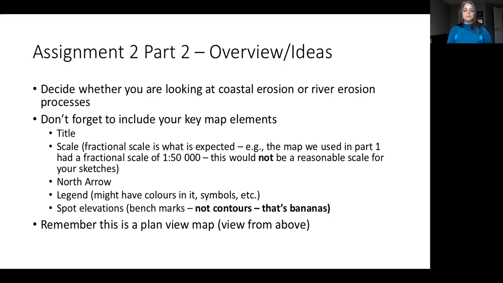Then you also need to include spot elevations. Maybe it might not be appropriate for all of your maps, but for most maps I think it'd be appropriate. That's like a benchmark, and we saw that in part one when we were trying to find the elevation for City Hall. We found that 315 benchmark. A benchmark is something that wouldn't be part of a contour line, so it doesn't end in a 0, as an example. And you don't need to draw any contour lines.